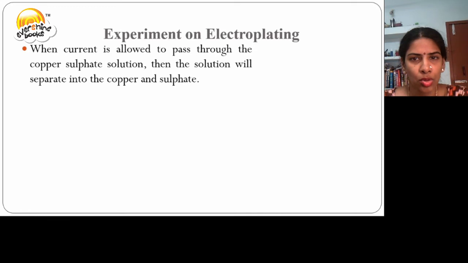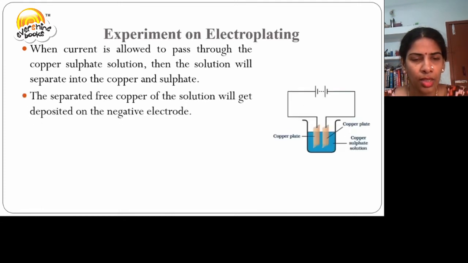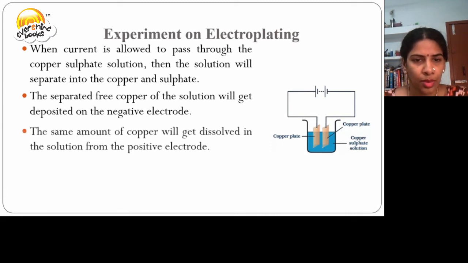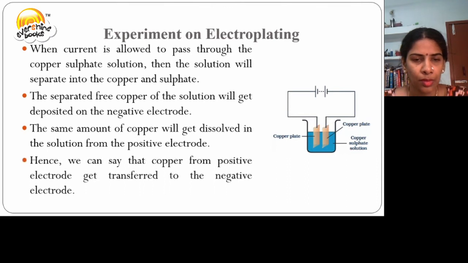When a current is allowed to pass through the copper sulfate solution, the solution gets separated into copper and sulfate. The separated copper of the solution will get deposited on the negative electrode. The same amount of copper will get dissolved in the solution from the positive electrode. Hence, we can say that the copper from the positive electrode gets transferred to the negative electrode.